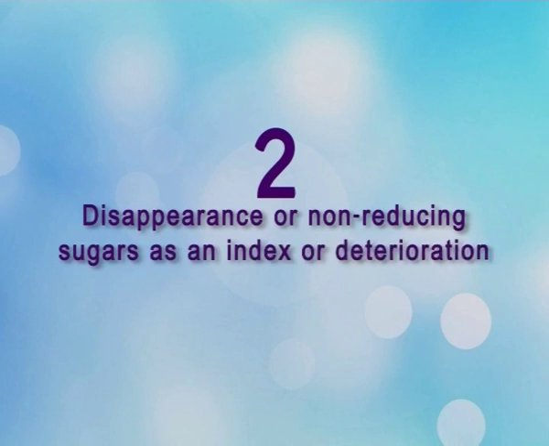Next, number 2, disappearance of non-reducing sugar as an index of deterioration. The activity of enzymes that split non-reducing sugars is less variable than the activity of fat-splitting enzymes among different kinds of mold. The non-reducing sugar content of corn and other grains may therefore be a better index of the degree of moldiness, and perhaps of overall deterioration, than the fat acidity of grain.